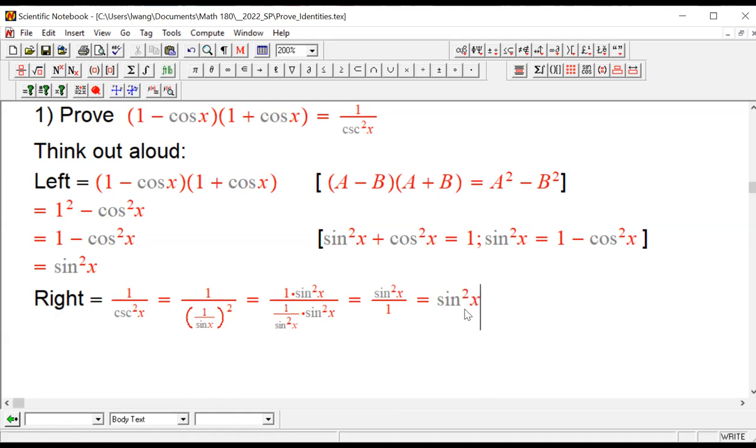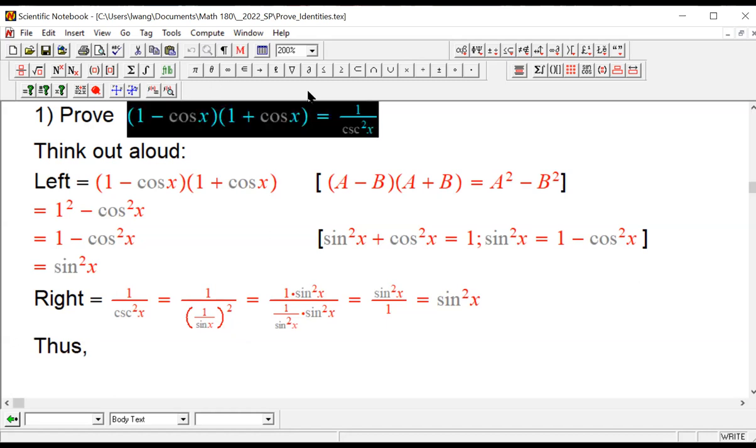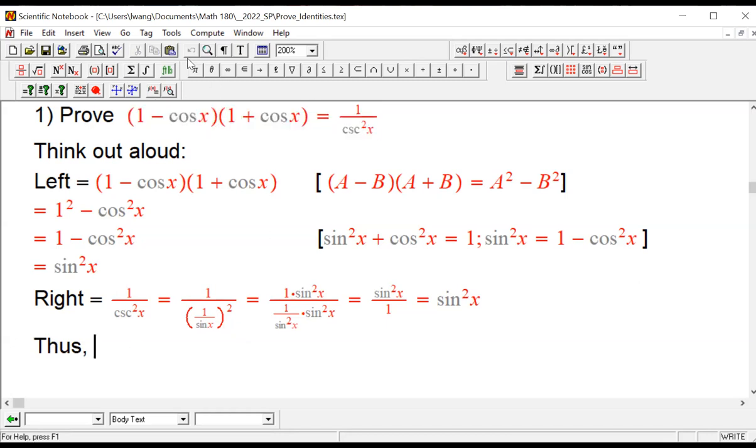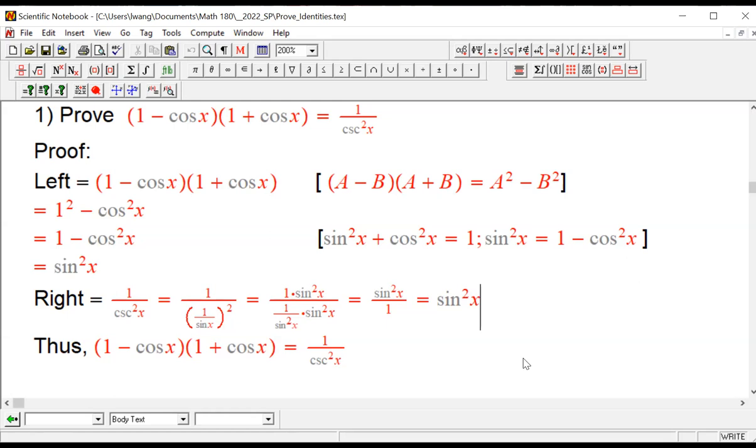So the right ends up in the third place, the left ends up in the third place. And then what do we say? We say thus, this is true, right? So I can totally just change this to be proof. Okay, change this to proof. All right. Okay, so this is number 1.